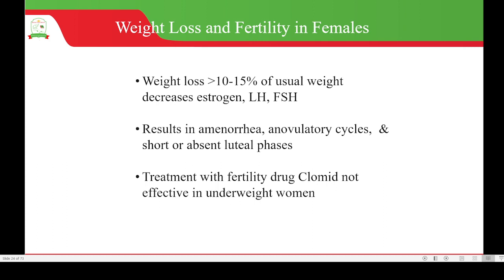A weight loss of greater than 10 to 15% of the usual weight decreases the hormone levels of estrogen, luteinizing hormone, and follicle-stimulating hormone, and this may result in amenorrhea, anovulatory cycles, and short or absent luteal phases. And treatment with the fertility drug Clomid may not be effective in underweight women.